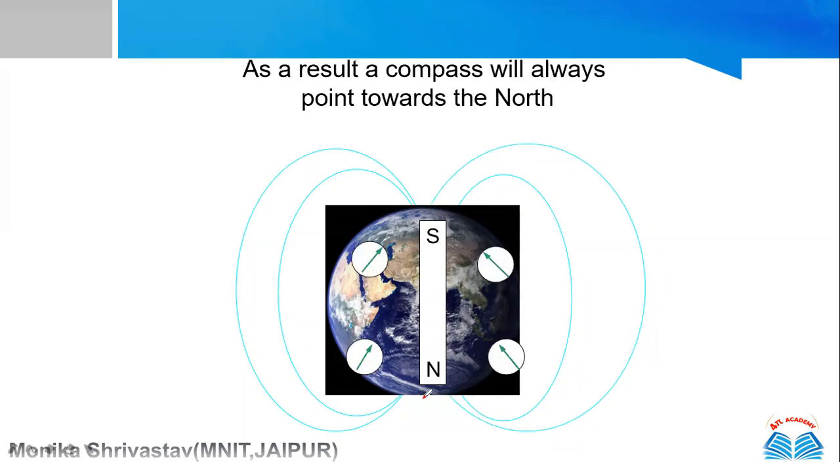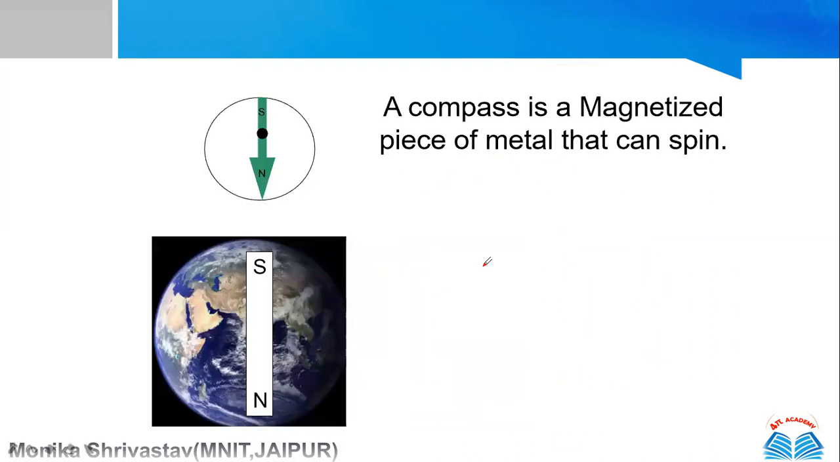As a result, a compass will always point towards the north. You have seen that a compass will always be stationary in the north direction. Why? This is because of this phenomenon, because of this giant magnet in the center of the Earth. So this is your compass. The needle will be attracted by this south pole.